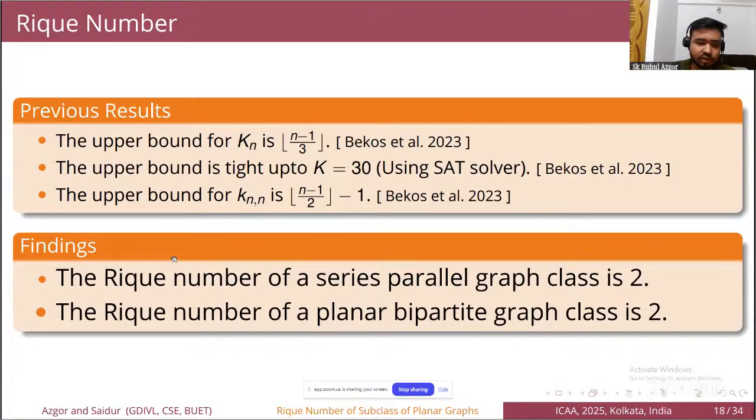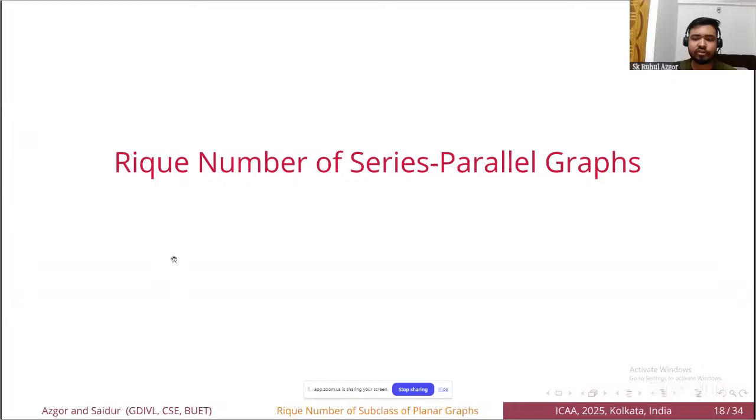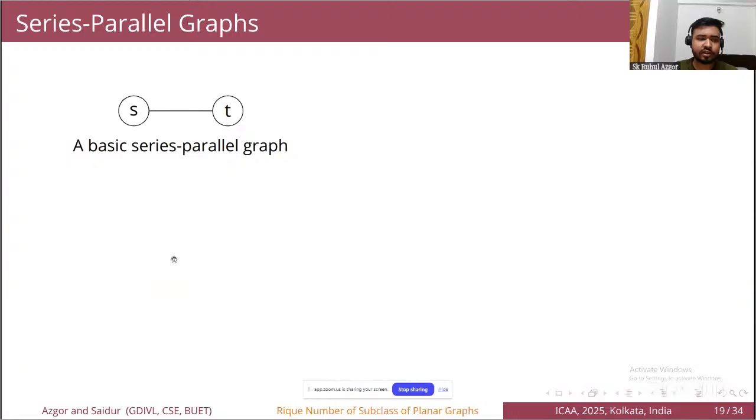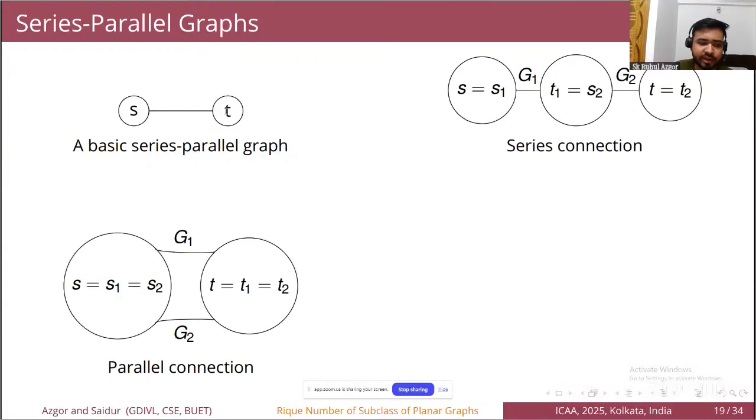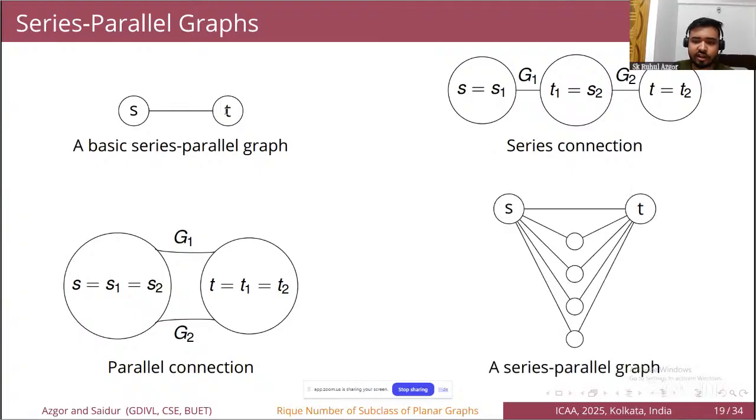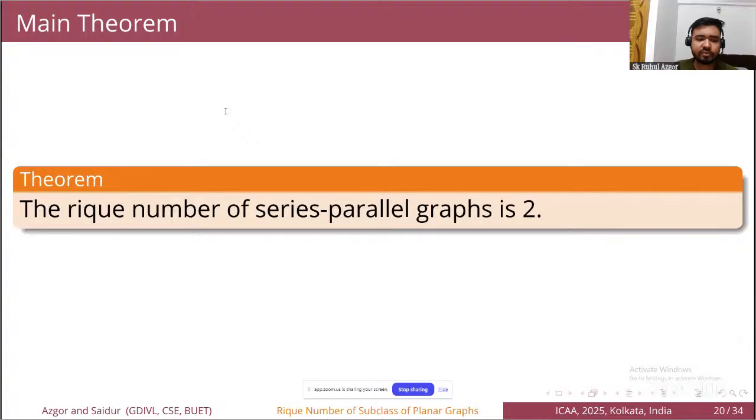Now, the first section, the RIC number of the series parallel graph class. So what is a series parallel graph? A basic series parallel graph is two vertices connected with an edge, and we can combine two series parallel graphs through a series connection or a parallel connection, and we will find another bigger series parallel graph. So this forms a recursive definition of the series parallel graph class. Now, the main theorem here is that the RIC number of a series parallel graph is 2.